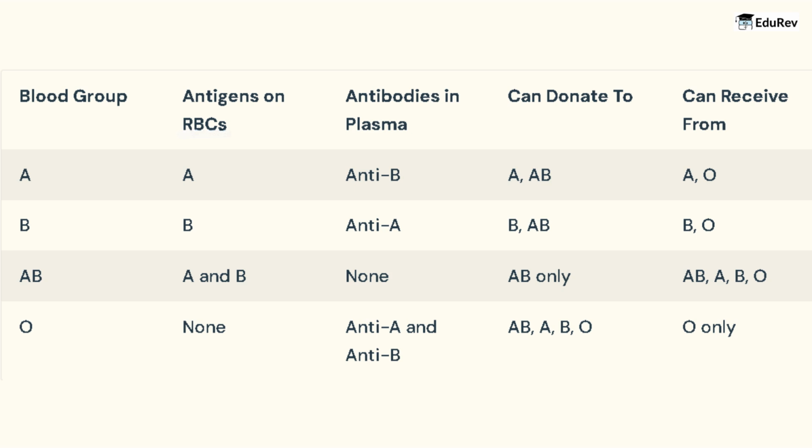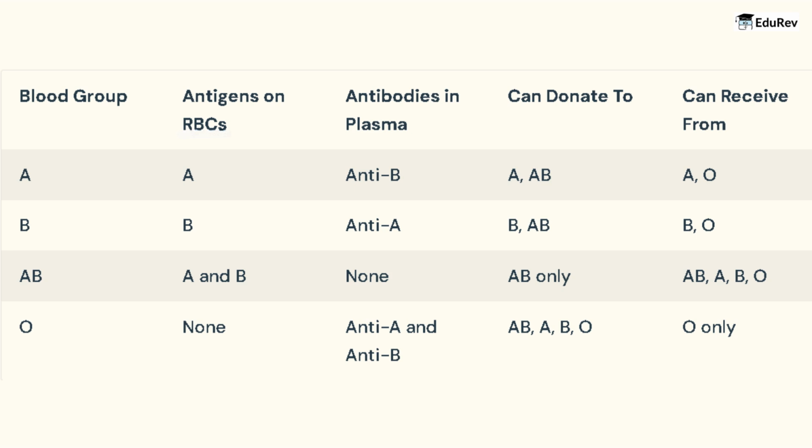Coming up next is blood group AB. This group is unique because their red blood cells have both A and B antigens. Interestingly, they don't have any antibodies in their plasma. No anti-A, no anti-B. They can donate blood only to others with blood group AB, but they can receive blood from all groups, AB, B, and O, making them the universal recipients.